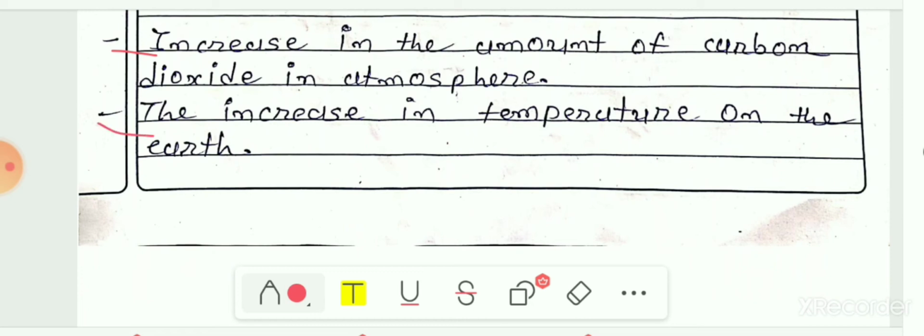The next result is the increase in temperature on the earth. As a polluting gas like carbon dioxide increases in the atmosphere, it will increase the temperature of the earth.